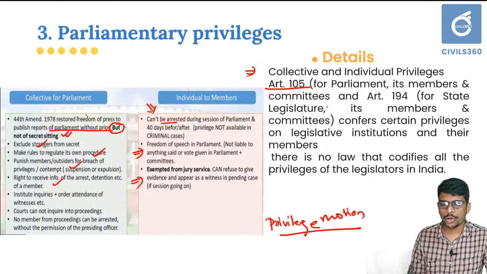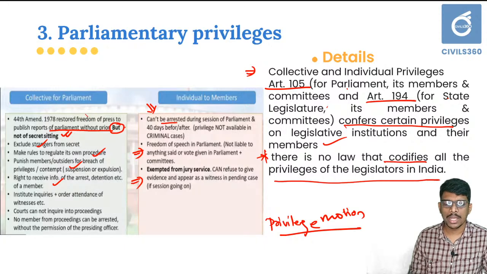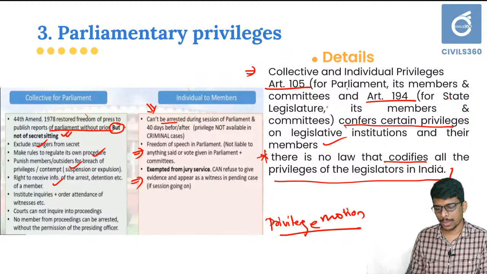And under Article 105 and Article 192, Parliament and State Legislatures confer certain privileges on legislative institutions and their members. There is no law that codifies all the privileges of legislatures of India. That is, there is no actual codification of privileges. Okay, all these things should be learned. That is the first thing, parliamentary privileges.